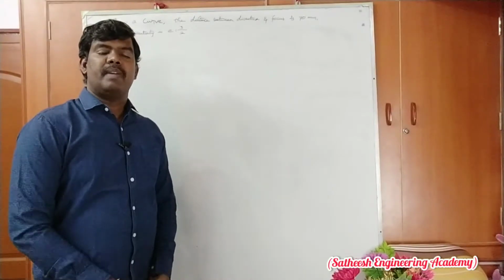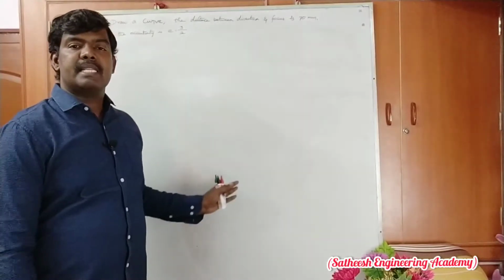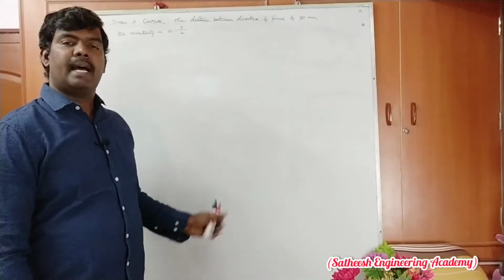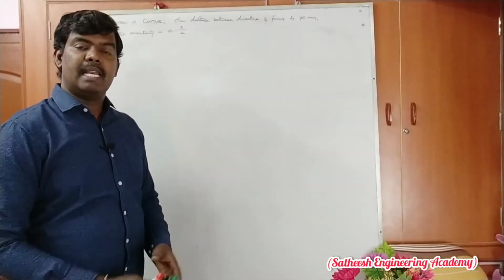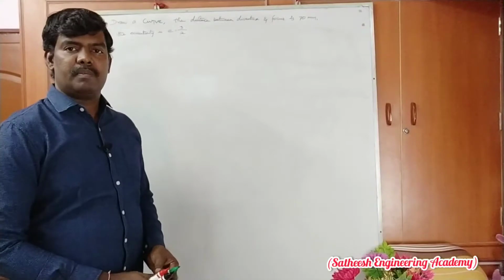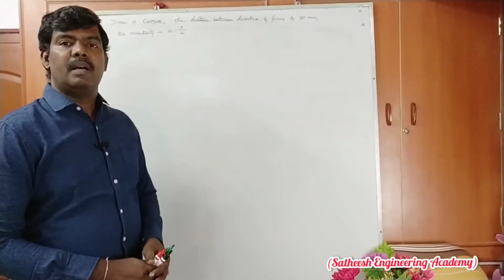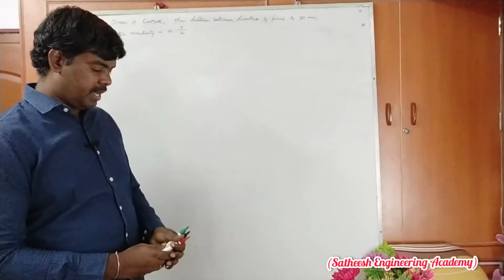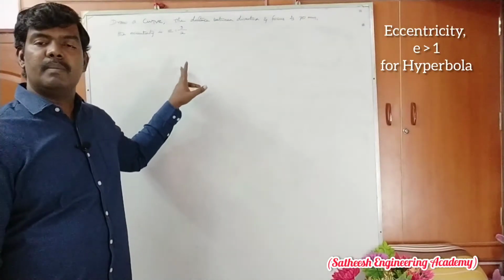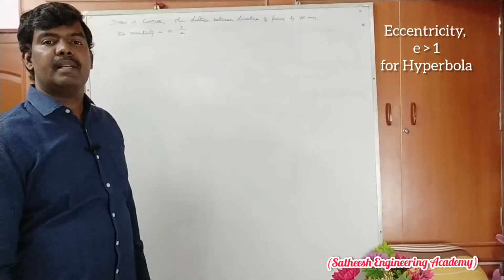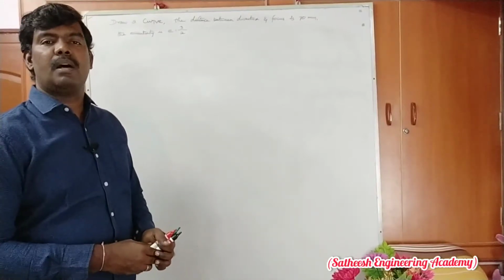Hi students, welcome. In today's class, we are discussing the eccentricity method of hyperbola. In our last two videos, we completed the eccentricity method of both ellipse and parabola. Similar procedure, okay. By using the same method, you can draw a hyperbola also. Here you know that in the eccentricity method, ellipse is less than 1, parabola is equal to 1 and hyperbola is greater than 1. How to determine whether it is greater than 1 or not?